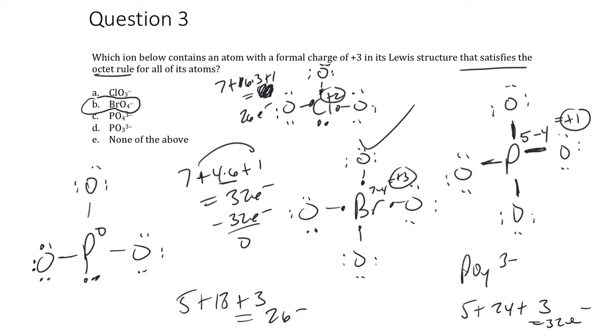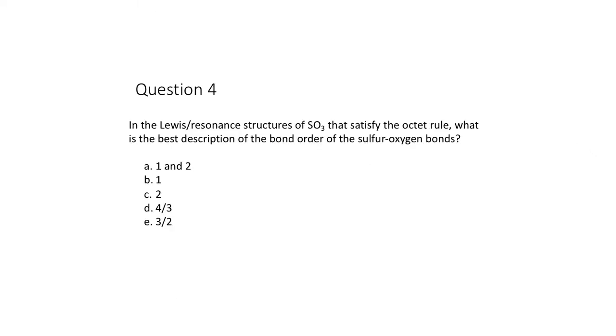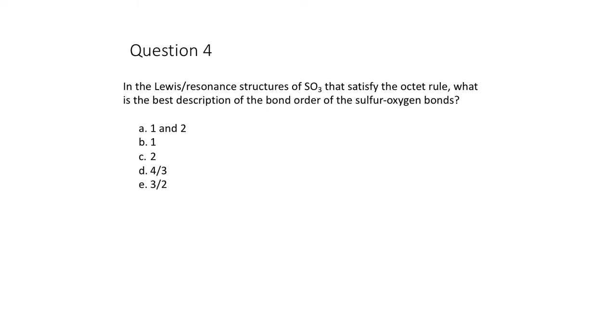So only bromate, or perbromate, I'm sorry, has the 3 plus formal charge. Question 4. In its Lewis or resonance structures that satisfy the octet rule, what is the best description of the bond order of the sulfur-oxygen bonds?